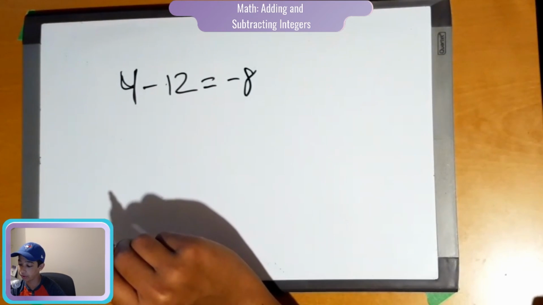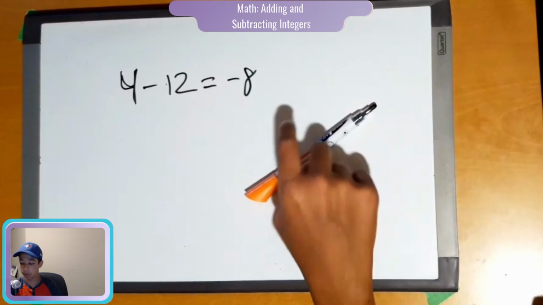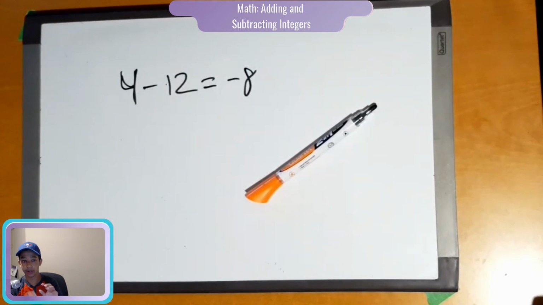Let's count it on our fingers. We have 4. Let's go down, and we're going to count up to 12 on our fingers. So 3, 2, 1, 0, -1, -2, -3, -4, -5, -6, -7, -8. And that's 12 on our fingers. So that helps you understand it better, I hope.